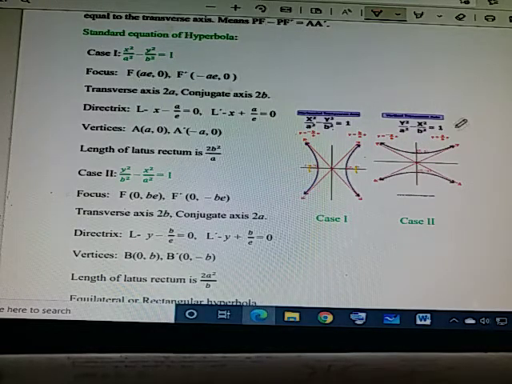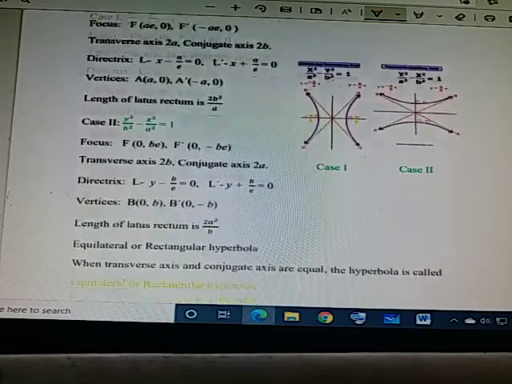Here there is no a greater than b or b greater than a, nothing like that, but you only see which part is positive. Here x is positive, so the transverse axis is along the x axis, and here y is positive, so the transverse axis is along the y axis. And other formulas are the same. This is (a, 0) and (-a, 0), and the directrix is the same. These are vertices, only 2 vertices are there. So this is your hyperbola.